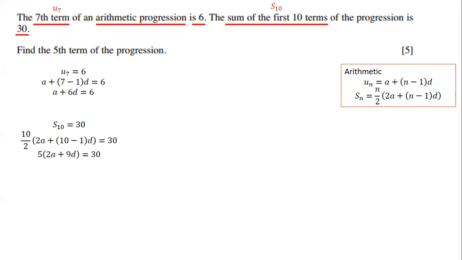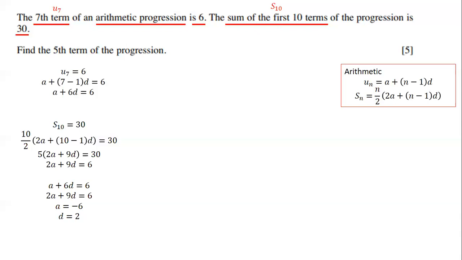Now, instead of expanding, divide if you can. So I can divide both sides by 5 to get 2a plus 9d equals 6. So I've got another equation there. Now, before I carry on reading, I've got 2 equations. I've got a and d, so let's just write those 2 equations out. Now, I can solve them simultaneously to get a and d. So I would just cheat and use my calculator. So a is minus 6 and d is 2.